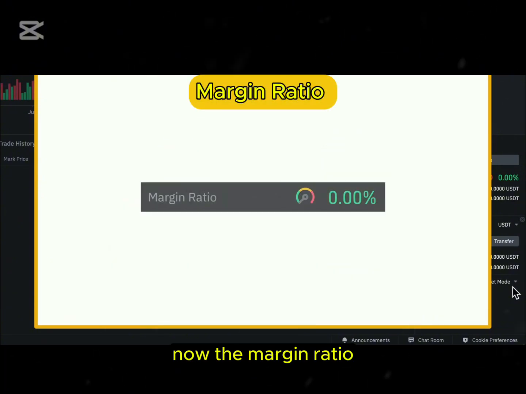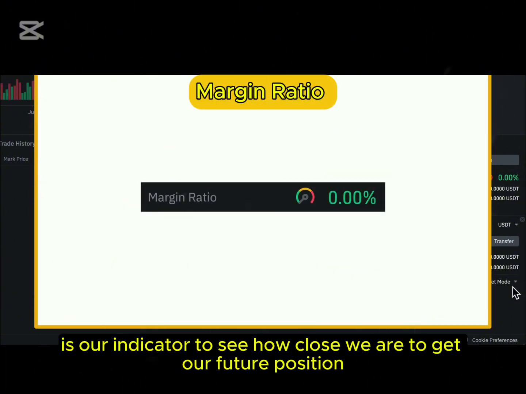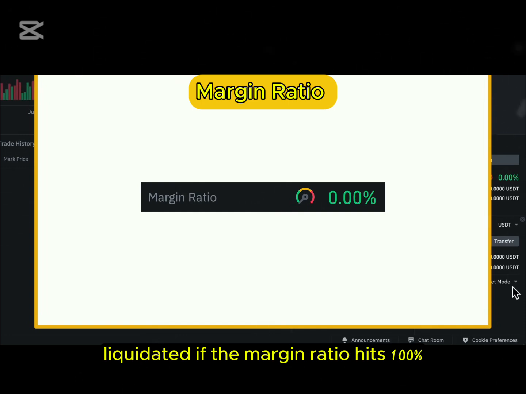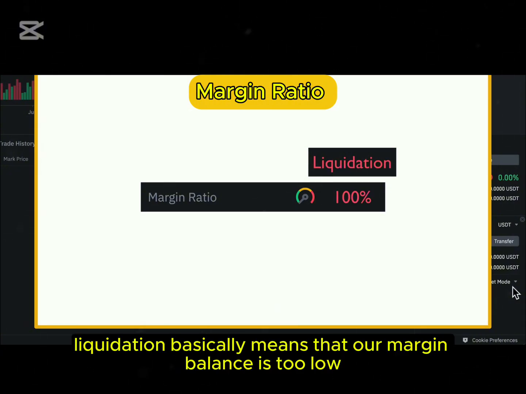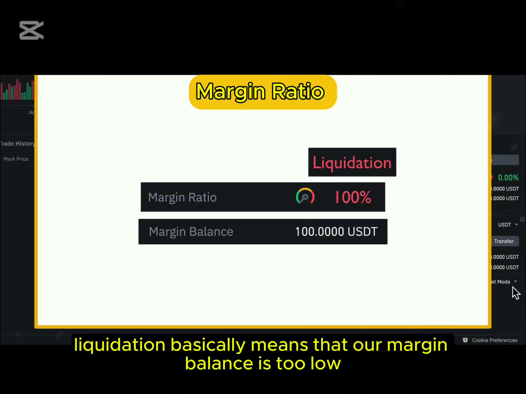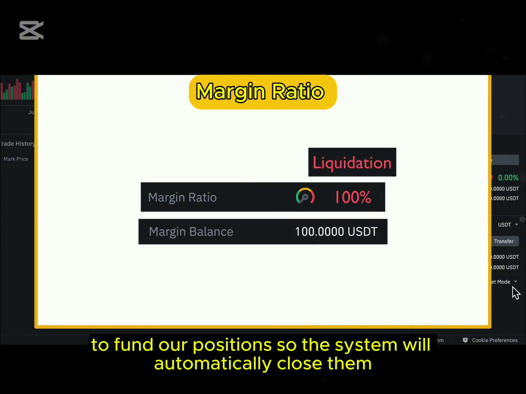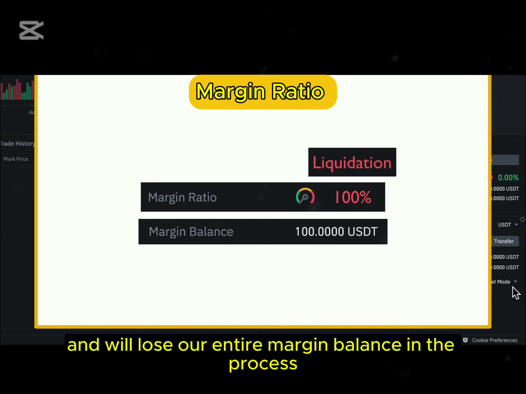Now the margin ratio is our indicator to see how close we are to getting our future position liquidated. If the margin ratio hits 100%, liquidation will be triggered. Liquidation basically means that our margin balance is too low to fund our positions, so the system will automatically close them, and we'll lose our entire margin balance in the process.